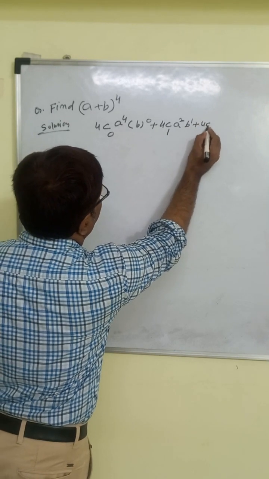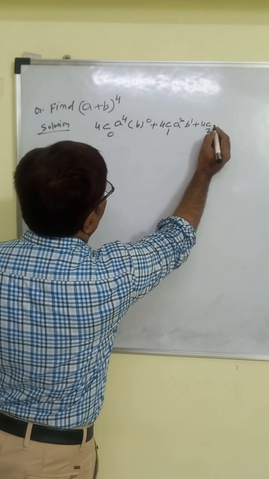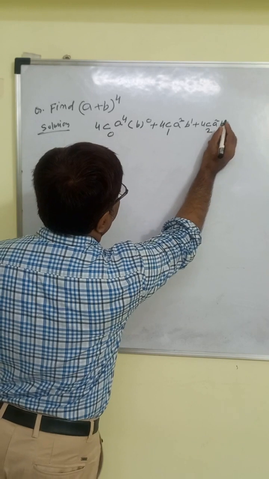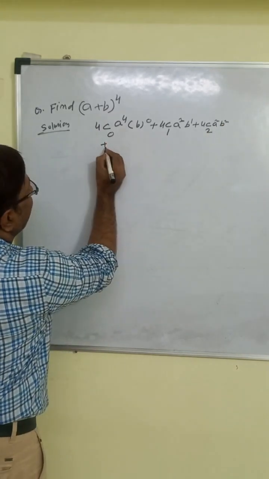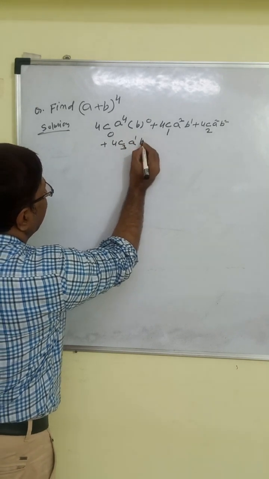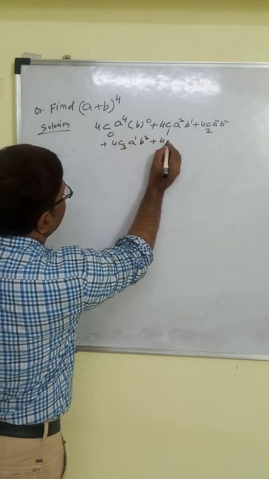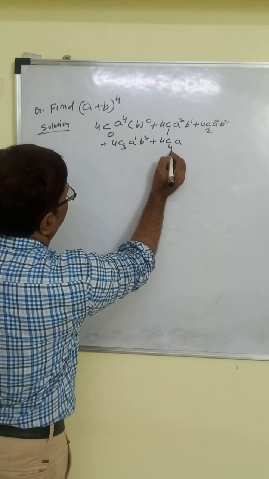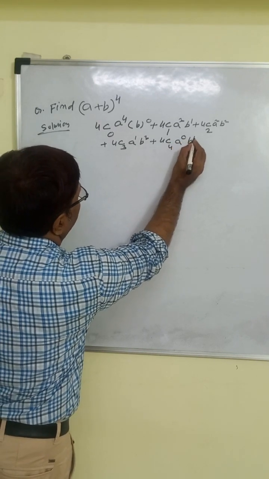Again you see this is 4C2. A power will be 4 minus 2, that is 2, and b power will be 2. Again here 4C3, so a power will be 4 minus 3, that is 1, and b power will be 3. Again this is 4C4. A power will be 4 minus 4, 0, and b power will be 4.